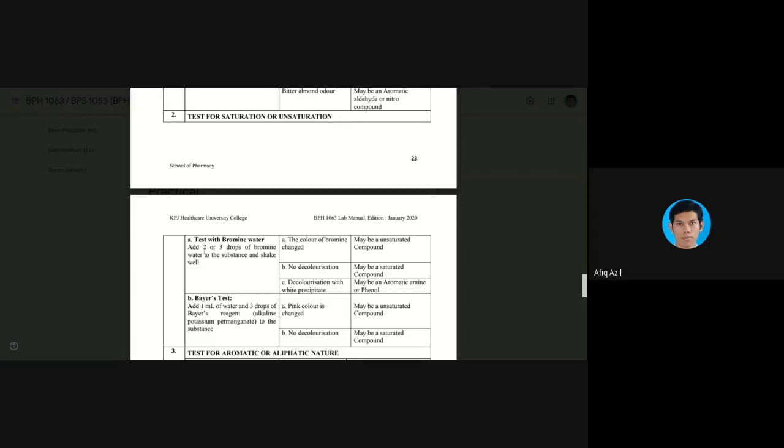For example, like test with bromine water, you just add 2 to 3 drops of bromine water to your sample and shake well. So probably in your test tube, there will be 1 or 2 ml of the sample, and you just add 2 to 3 drops of this bromine water. Okay, the bromine water will be ready, meaning it is already prepared, so you don't need to do anything, because all of the tests are mainly done by mixing your sample with reagents.